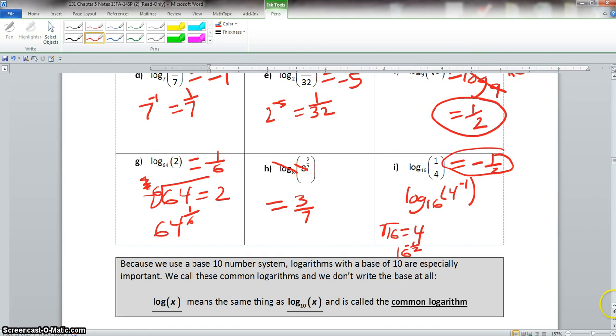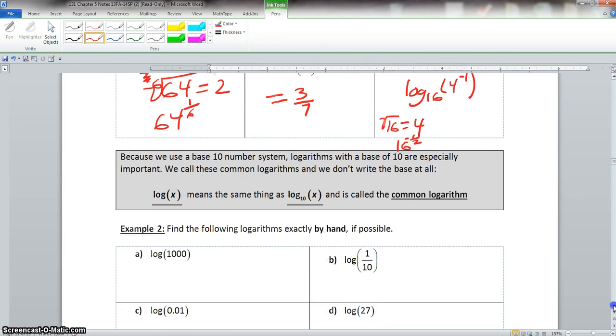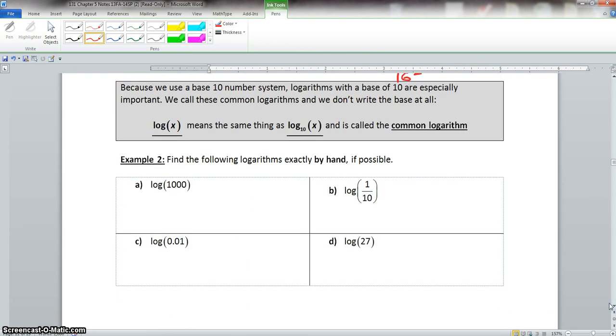Now we scroll down here. It says, because we use a base 10 number system, logarithms with a base of 10 are especially important. We call these common logarithms and we don't write the base at all. So log x means the same thing as log base 10 of x. You see we didn't write the base, but if you don't see the base, it's assumed to be 10. And it's called the common logarithm.